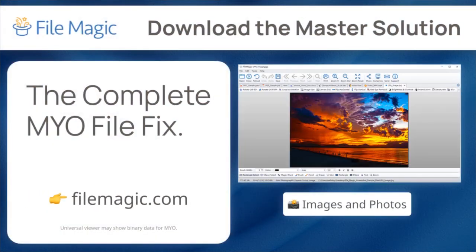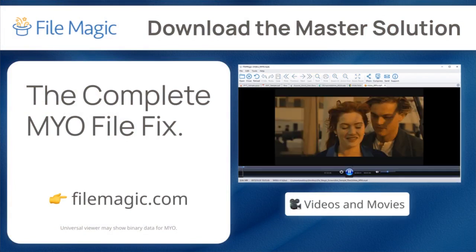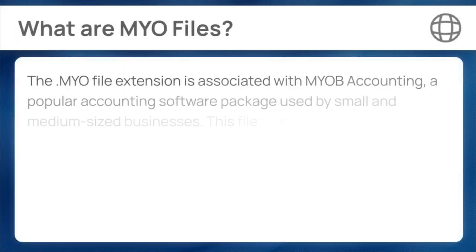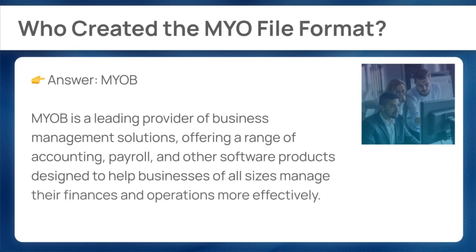We will prove that a single quality MYO file inspection program is sometimes all you need for complete mastery over various file types. The MYO file extension is associated with MYOB Accounting, a popular accounting software package used by small and medium-sized businesses. This file type stores the company's financial data, including transactions, customer and supplier information, inventory details, and payroll data. It is a proprietary format specific to MYOB and essential for maintaining accurate financial records.